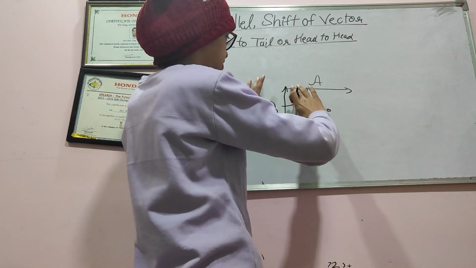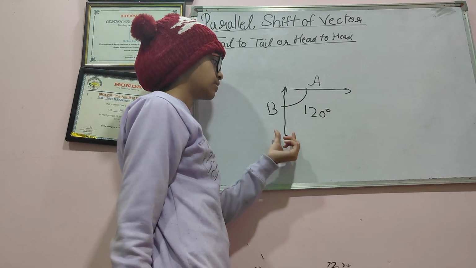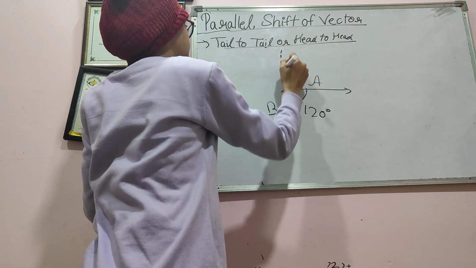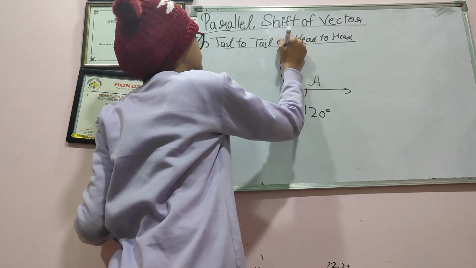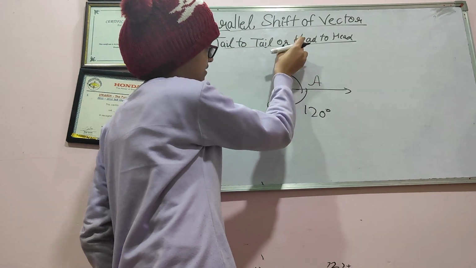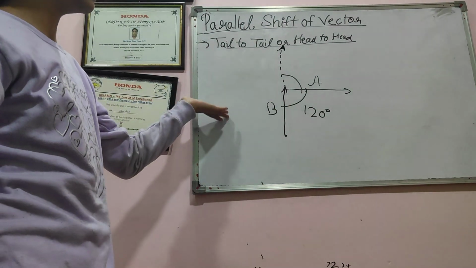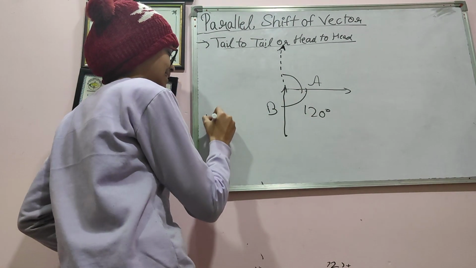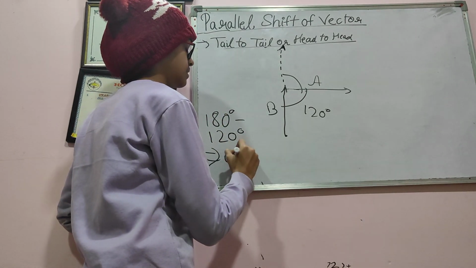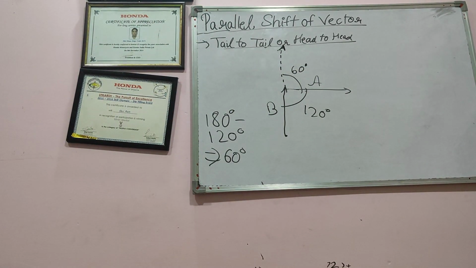So, I could just shift this line above. Now it is connected tail to tail. This is the head. Right? Now what will be the angle? As it's a plane, means it is a straight line. Straight line is equal to 180 degree. Next, 180 degree minus 120 degree is equal to 60 degree, means this angle is equal to 60 degree. Hope you got it.